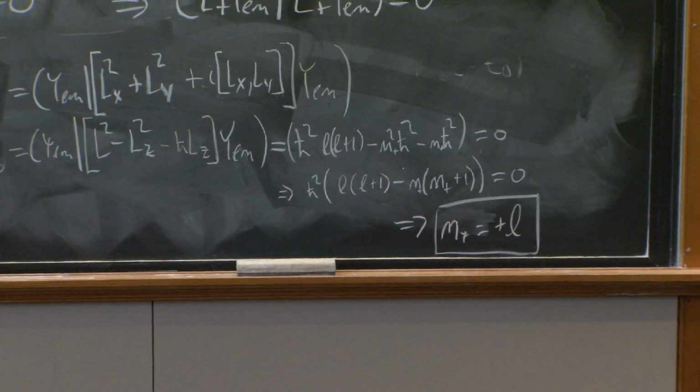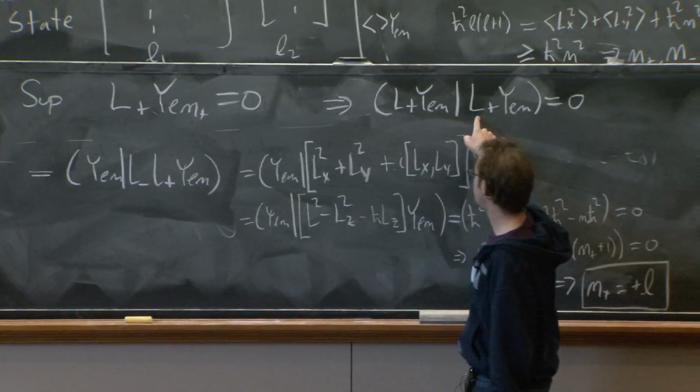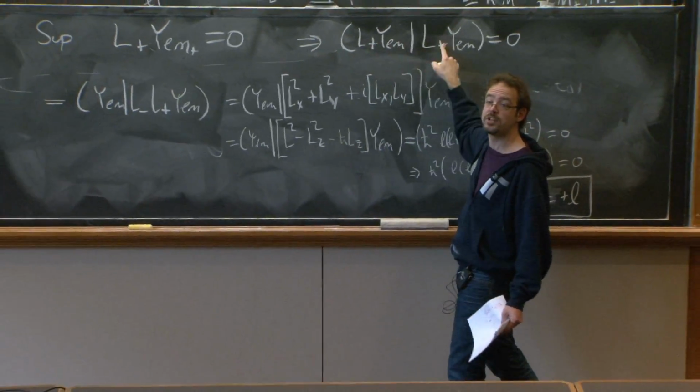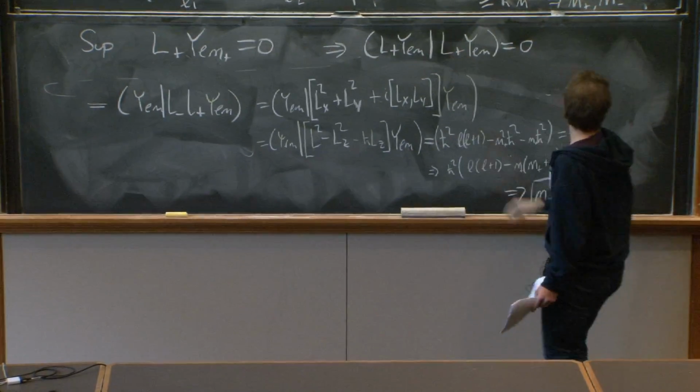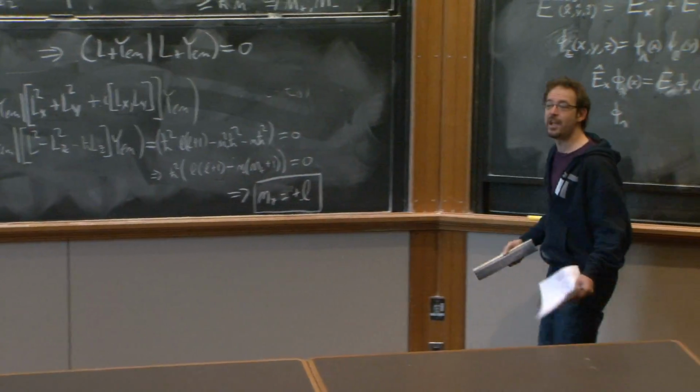Everyone cool with that? There's a very useful trick. If you know something is 0 as a function, you know its norm is 0. And now you can use things like Hermitian adjoints. Very, very useful. OK, questions about that?